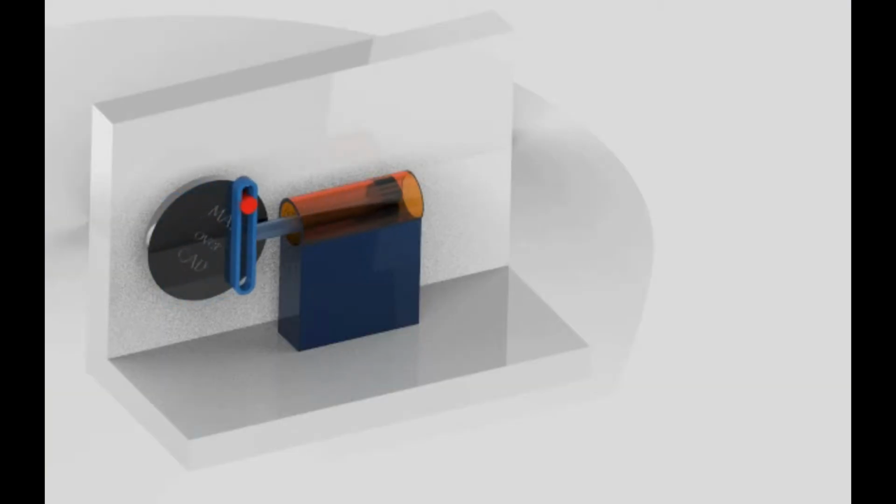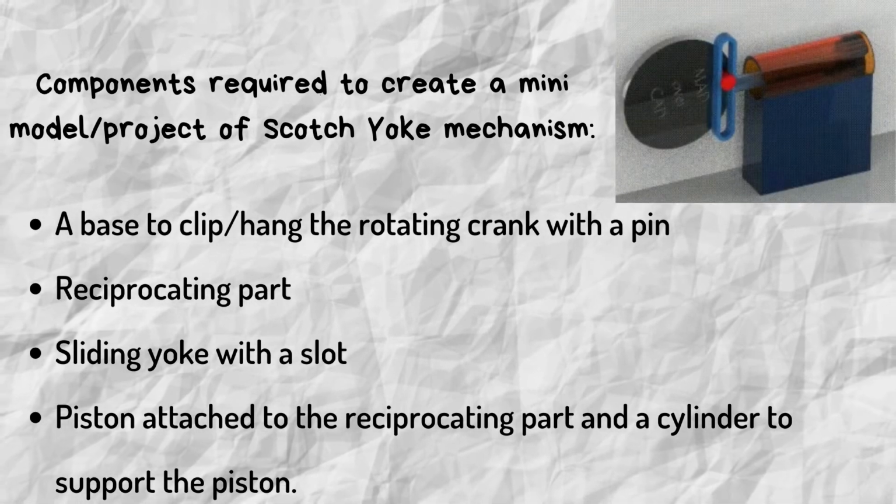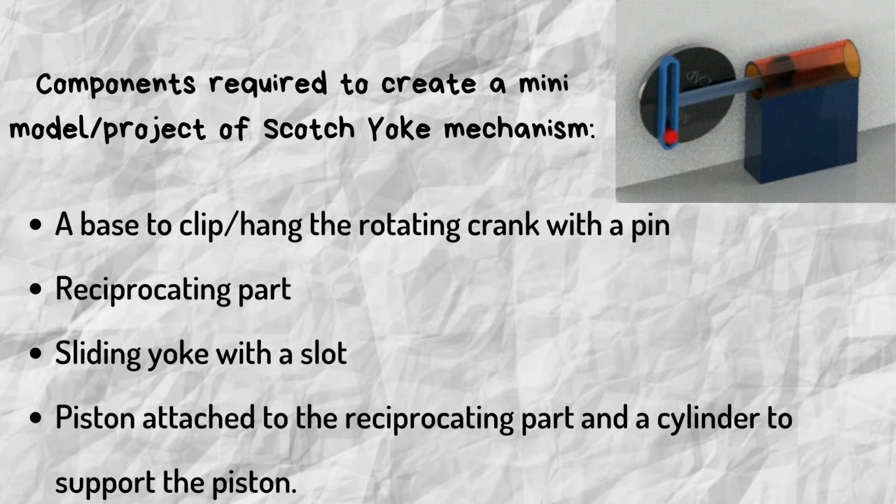The Scotch yoke, also known as slotted link mechanism, is a reciprocating motion mechanism, converting the linear motion of a slider into rotational motion, or vice versa. The piston or other reciprocating part is directly coupled to a sliding yoke with a slot that engages a pin on the rotating part. Components to be used to create a small model are shown here.